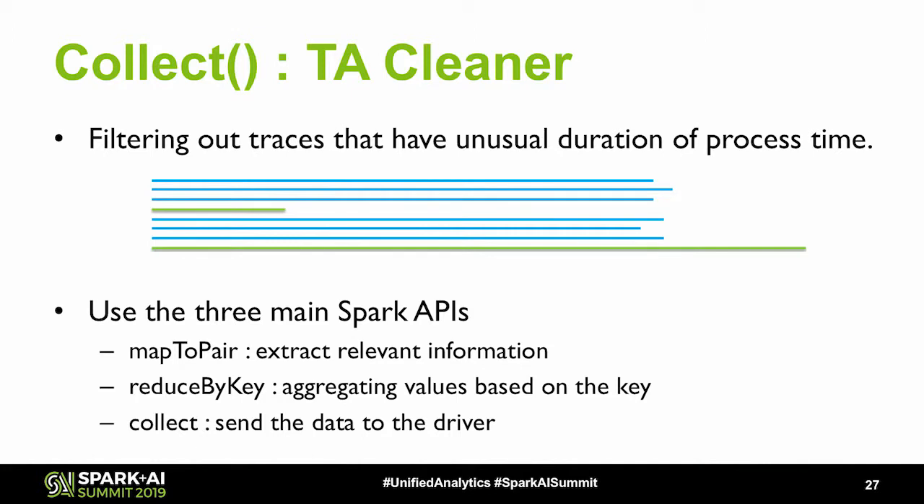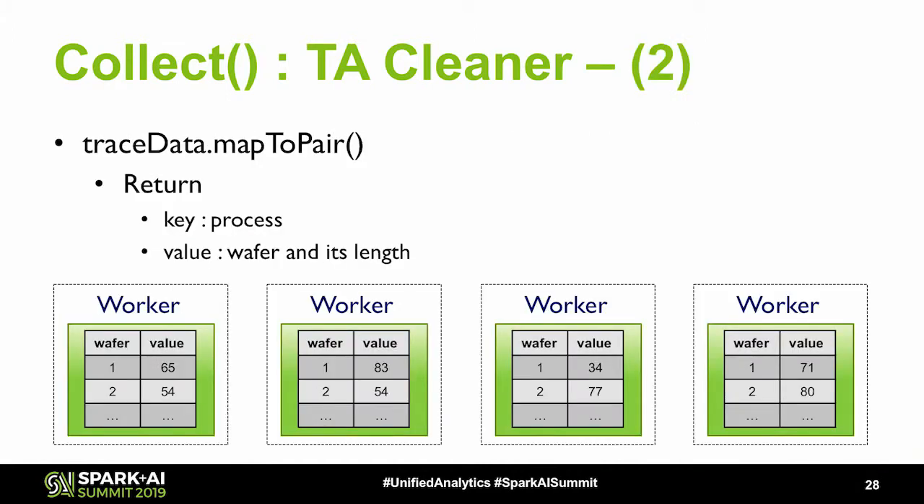Since we cannot use the TA logic without change, we use 3 Spark APIs to extract the information we need from the TA logic. I will explain how we did in the following slide. So to obtain the mean and standard deviation values, we need to identify the wafer's length. Since we store all the trace values, it is easy to obtain the wafer length for each node. We set the process step as a new key and set the wafer and its length as a value for each node. Note that the key is a process step, not a recipe step, so we need to aggregate the values to obtain the wafer length for a process.